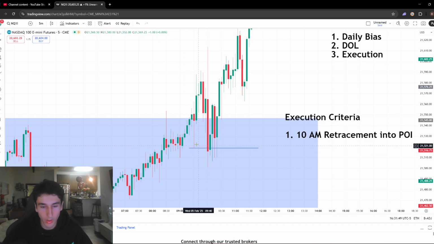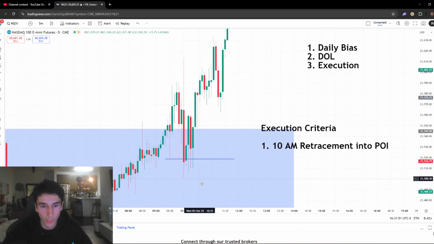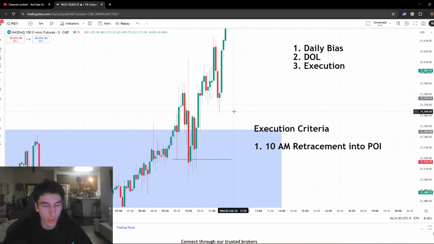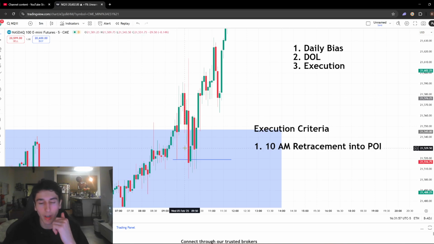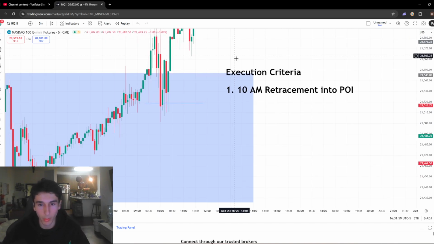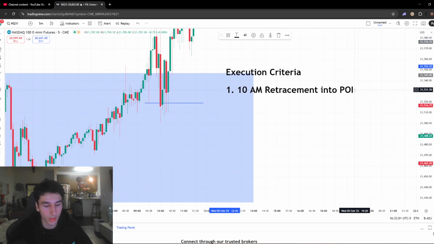We sweep liquidity. Nice. We also are going to wait for confirmation for the actual entry. Obviously, we're not just going to enter in right as soon as we tap into the fair value gap. That's not what we're looking for. So after we retrace, the second thing we're going to be looking for is a change in the state of delivery.